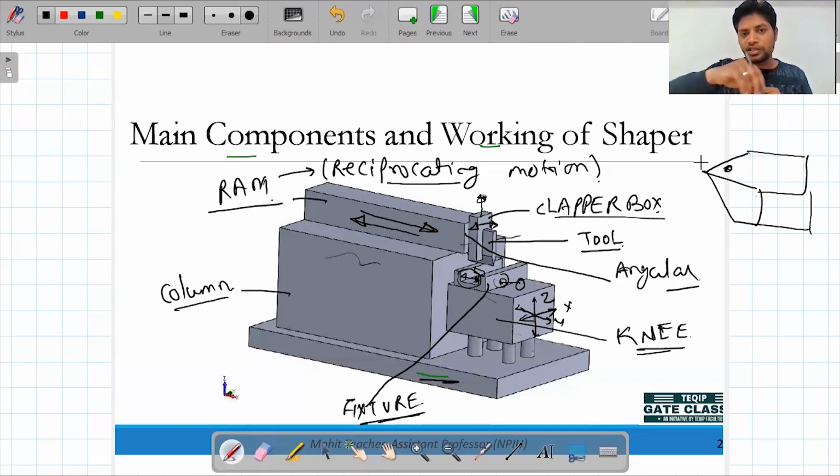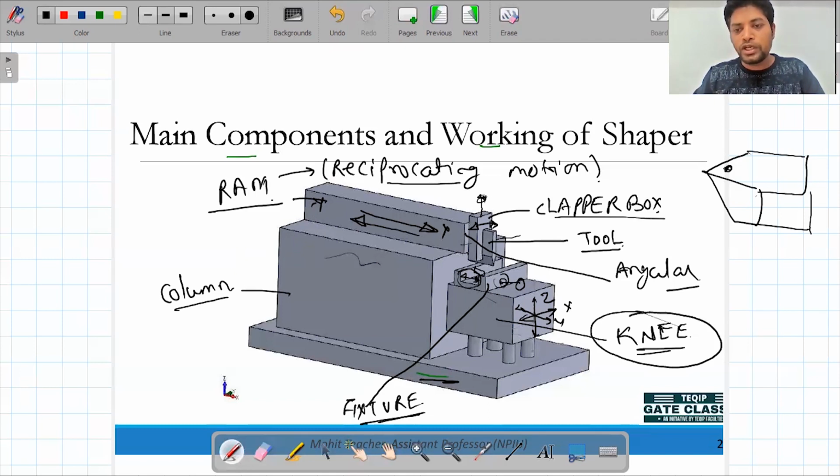This reciprocating motion is in the Y direction only. It's not that the tool is also moving in the X direction. It is fixed at a position, so we cannot give the feed. You can say this is a feed, but it is not the feed which is provided manually.